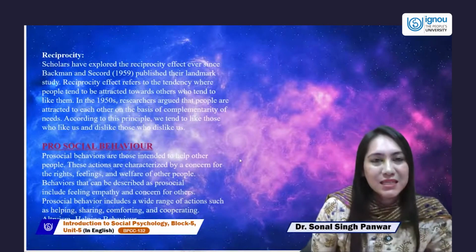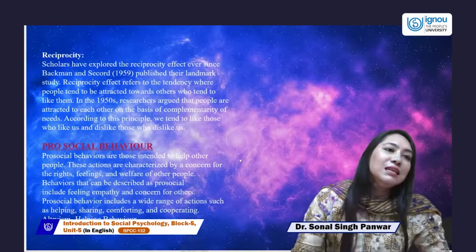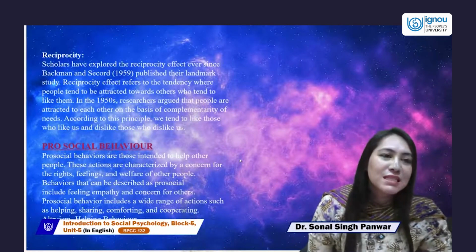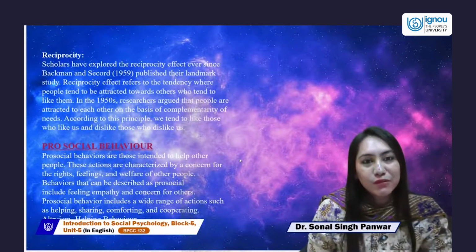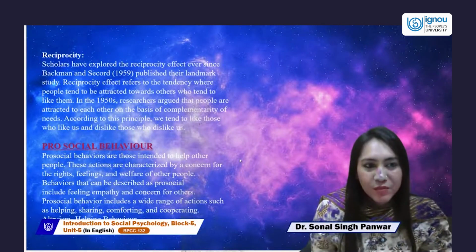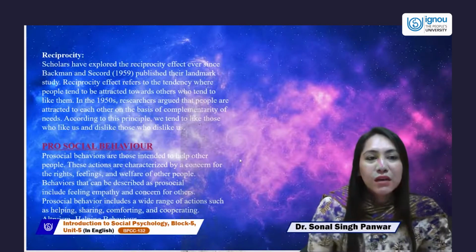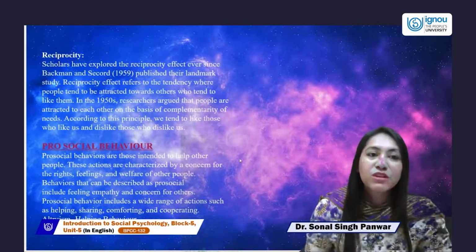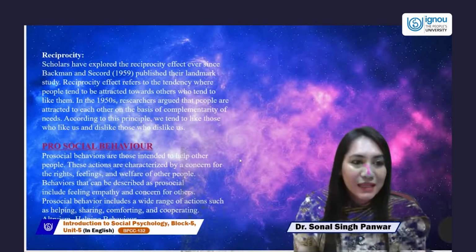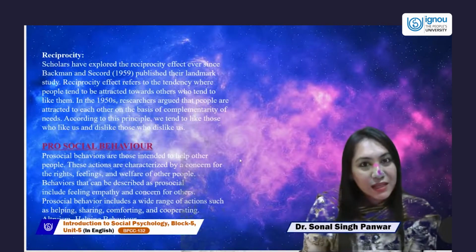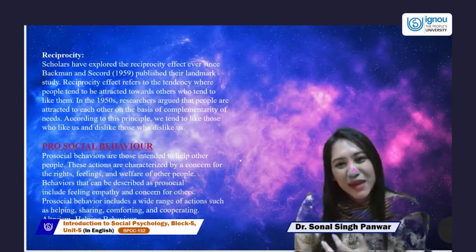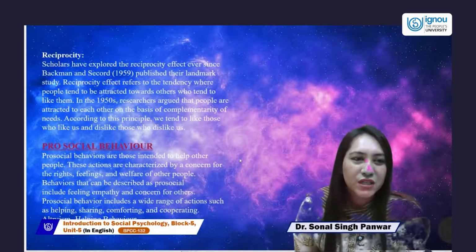The last way that interpersonal attraction increases is reciprocity, which is a different way of exchange. Scholars have explored the reciprocity effect ever since 1959, published by the Secord and Backman study. The reciprocity effect refers to the tendency where people are attracted towards others who tend to like them, and tend to feel for them in a similar way. So you like them and they like you. There's a sense of appealing contribution in terms of smiles, in terms of helping and supporting. So that's reciprocity.